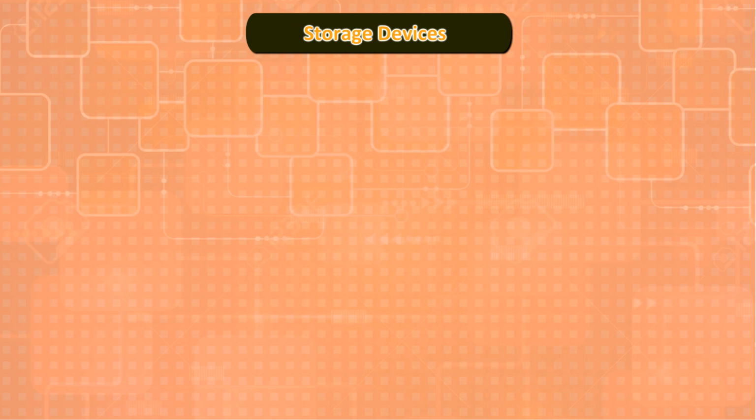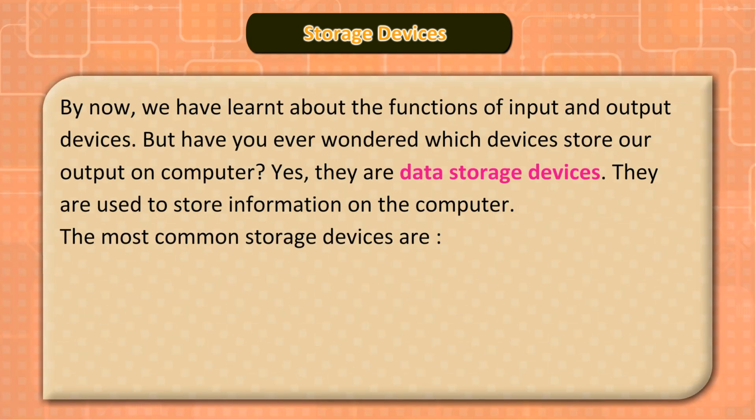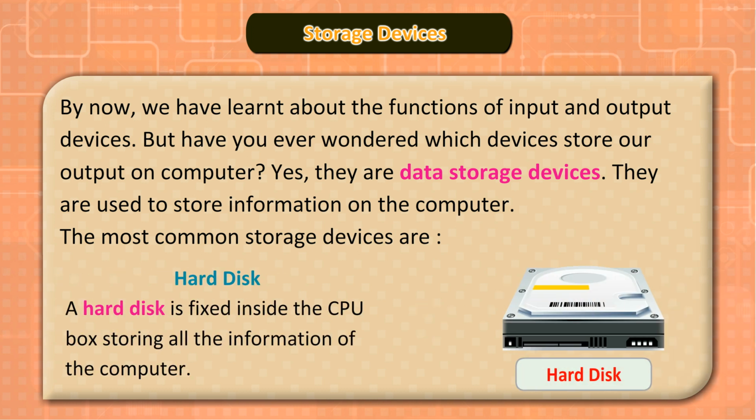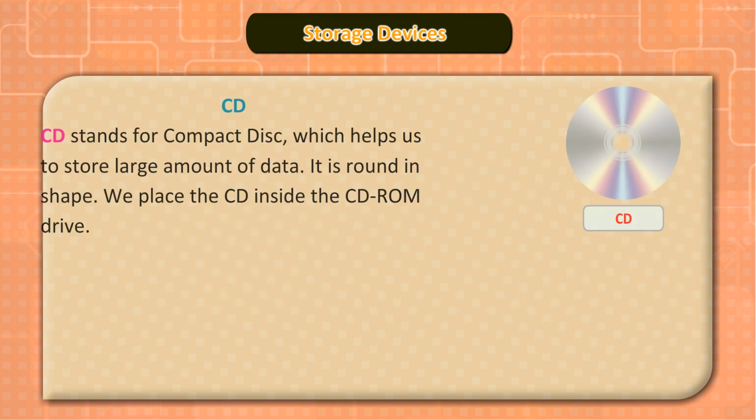Storage devices. By now, we have learnt about the functions of input and output devices. But have you ever wondered which devices store our output on computer? Yes, they are data storage devices. They are used to store information on the computer. The most common storage devices are hard disk. A hard disk is fixed inside the CPU box, storing all the information of the computer.